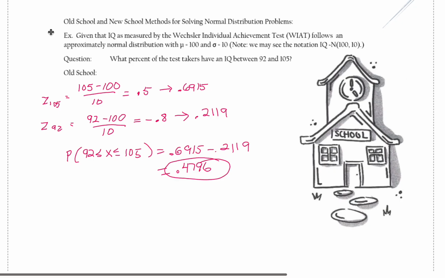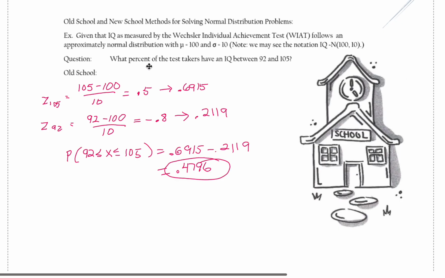Note we may see the notation IQ, then a wave symbol, I don't know how to call it, then N with parentheses 100 comma 10. This is a notation that you may see a lot in further videos. This stands for a normal distribution with 100 mean and 10 standard deviation.